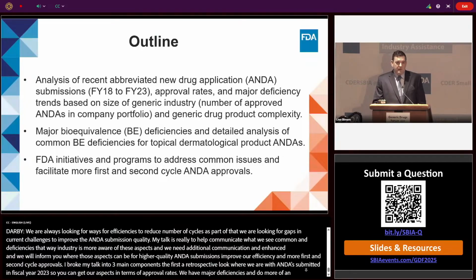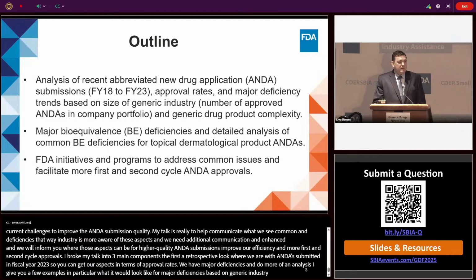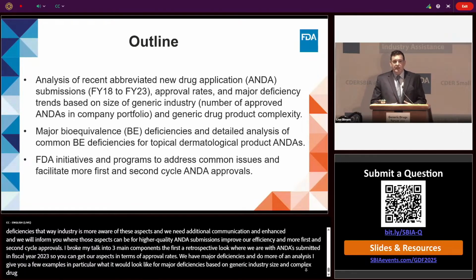The second part is to dig a little bit deeper and look specifically at major BE deficiencies, where we're seeing different aspects that you can work on, and where we can provide additional clarity with respect to the BE. As I mentioned, other talks this afternoon will go into DMF, CMC, and other BE aspects. There's a lot of rich data here.